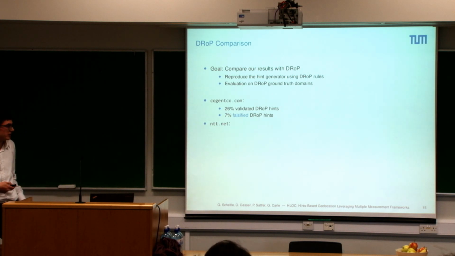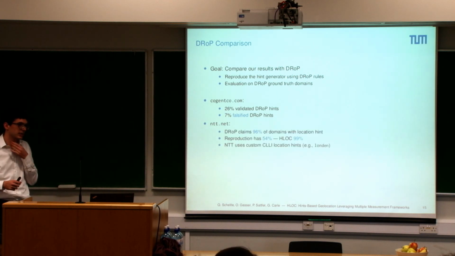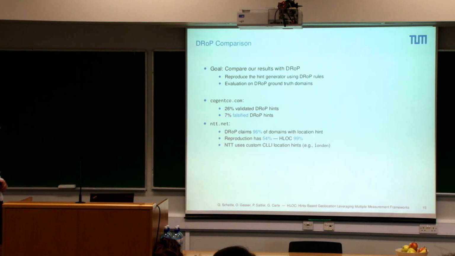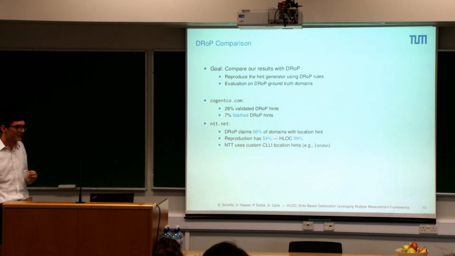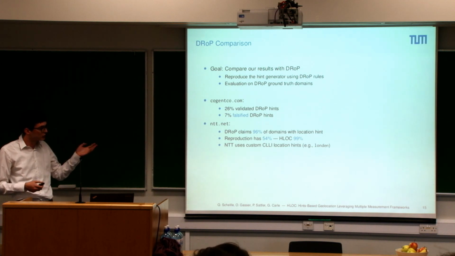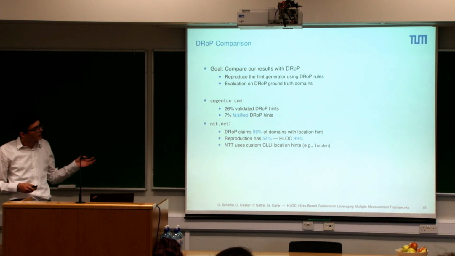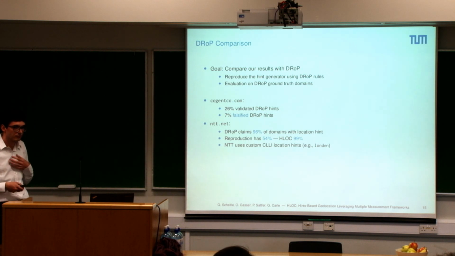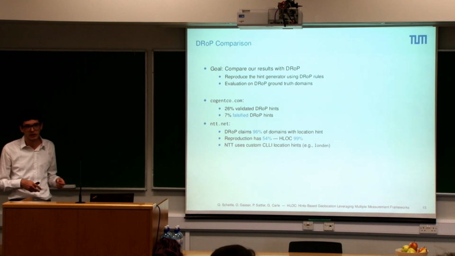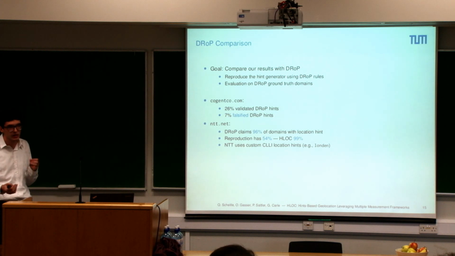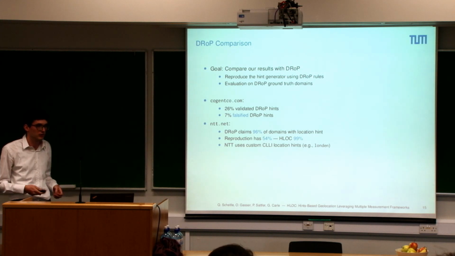For NTT, we have another interesting case. DRoP claims that 96% of all domains contain a location hint, and they are 100% precise about the location, comparing against the ground truth they got for the provider. But our approach only reached 45% of location hints in domain names, and we investigated that further, and we found that NTT uses custom CLLI codes. CLLI codes are normally only used in the US, but they also use them for the rest of the world. These are non-public codes, and we don't have them, so we cannot find these location hints because they are not public, but DRoP seems to.